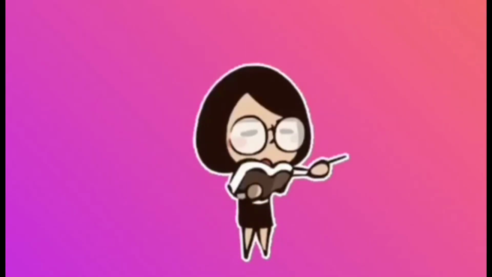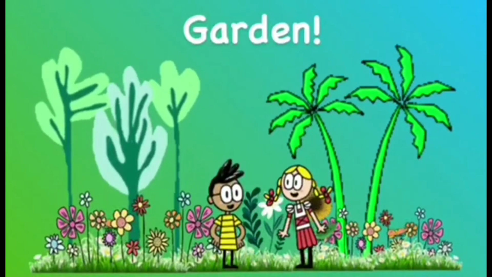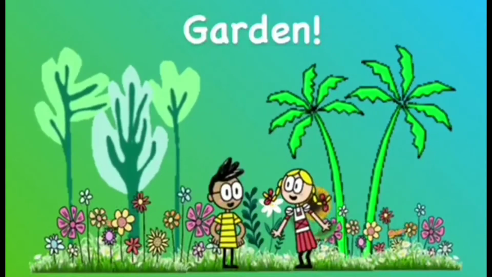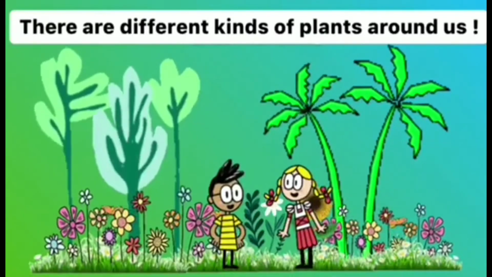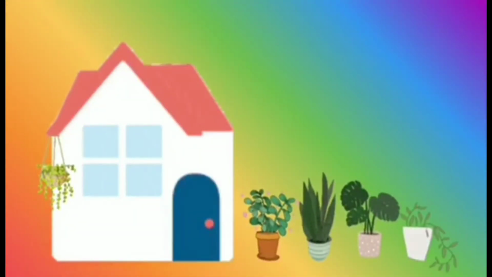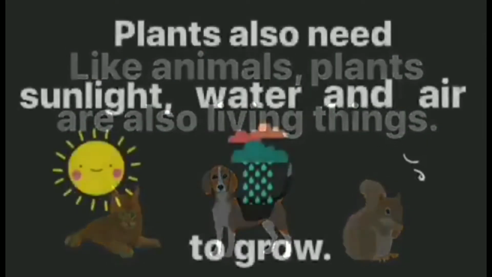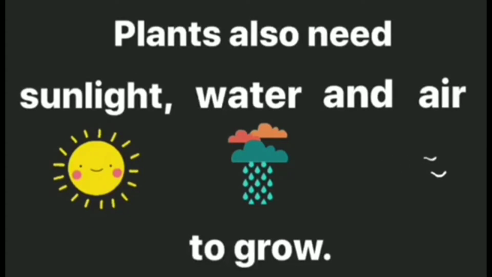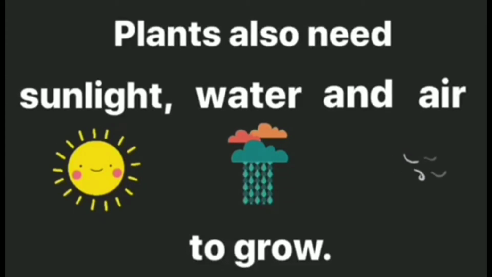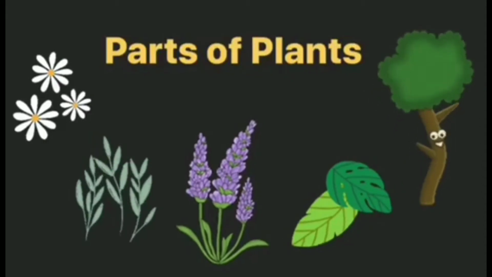Children, now you tell me one thing. When you go out in the garden or a park, what do you see around you? Yes, you see plants and trees around you. Some of you may even have plants at home, na? Just like animals, plants are also living things. Just like animals need food and water to live and grow, in the same way, plants also need sunlight, water and air to grow.